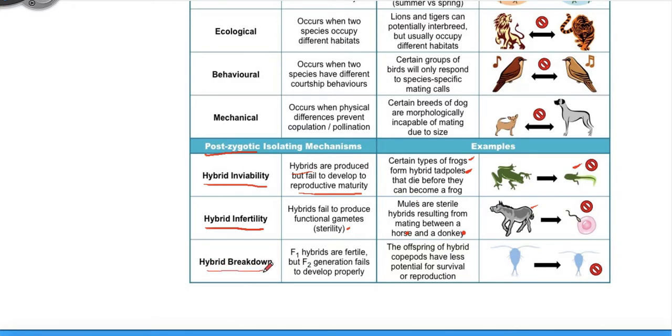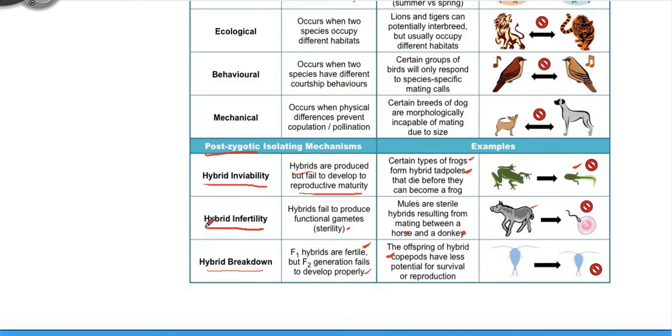And in hybrid breakdown, we see, for example, you might have an offspring of hybrid copepods. They have less potential for survival or reproduction because even though the F1 hybrids are fertile, the F2 generation fails to develop properly, so they have a less chance of survival in the long run.